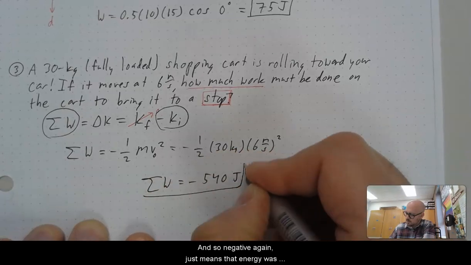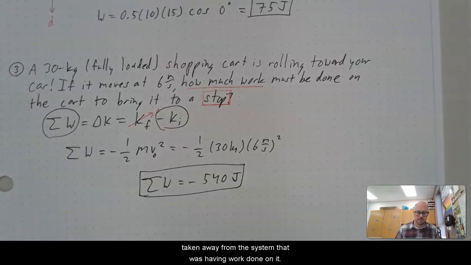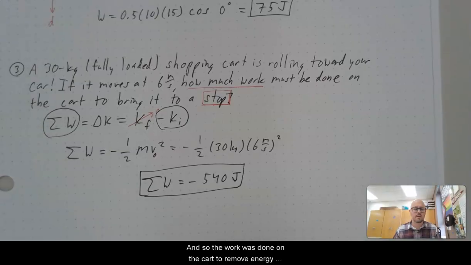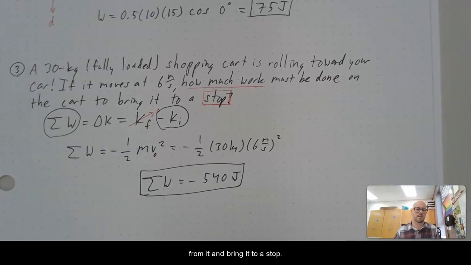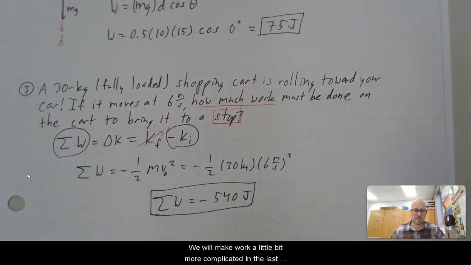And so negative, again, just means that energy was taken away from the system that was having work done on it. And so the work was done on the cart to remove energy from it and bring it to a stop. So those are just 3 that get us started. We will make work a little bit more complicated in the last part of the unit, but that's about it for here.